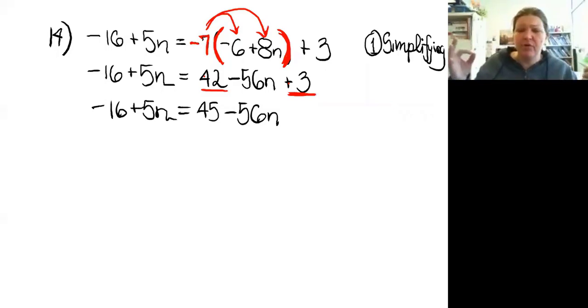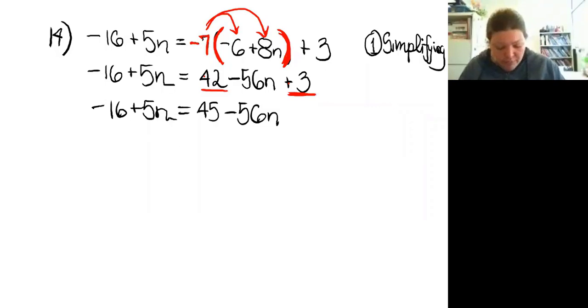And so it's going to be important that I get those variable terms together to the same side. Now you might say, well, which one do I move? Should I subtract this 5n from both sides? Should I do that? Or should I add 56n to both sides? Should I move that one? And the answer is whatever you like. You'll get the same answer.